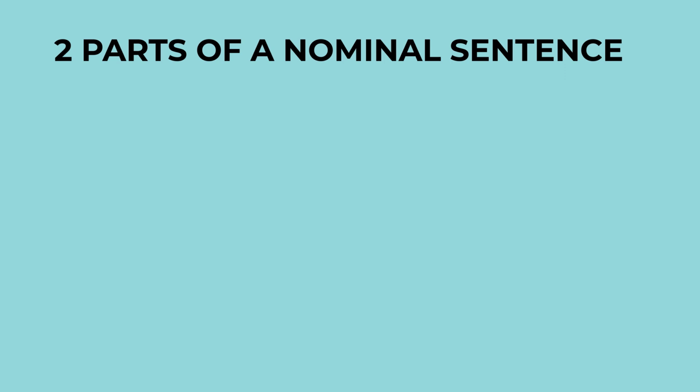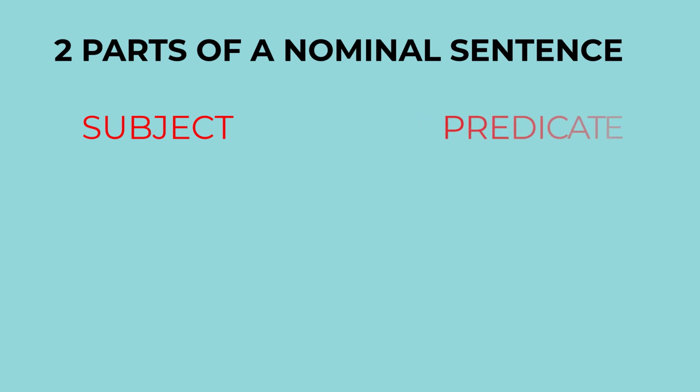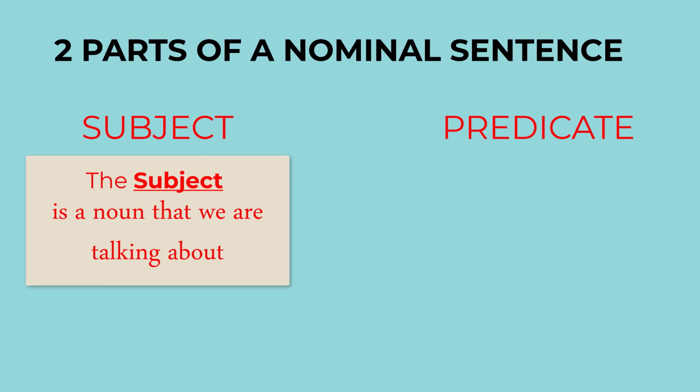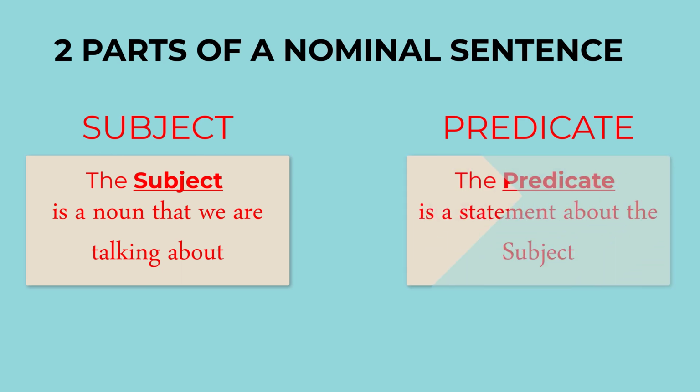A nominal sentence has two parts. It's broken into two sections. Section number one, subject. What is section number two? Predicate. Subject is a noun that we are talking about, and predicate is a statement about the noun. It gives a little more detail.